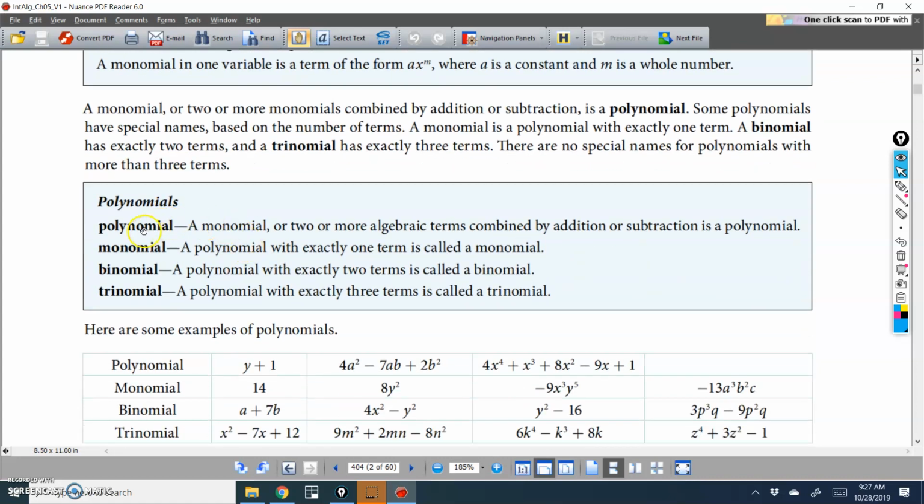A polynomial is a monomial, or two or more algebraic terms combined by addition and subtraction. So polynomial, just think multinomial. We have here a monomial, a polynomial with exactly one term, a binomial, a polynomial with exactly two terms, a trinomial, a polynomial with exactly three terms, and here are our examples.